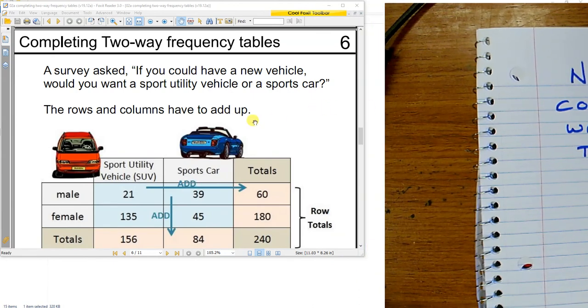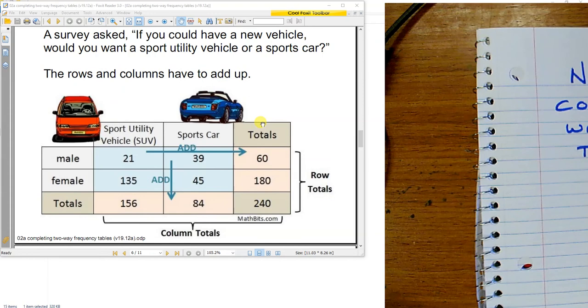So here's some data about people and the types of cars they want. Really, you can kind of ignore all the stuff around it and just look at the numbers. Each column has to add up. 21 plus 135 is 156. 39 plus 45 is 84. 60 plus 180 is 240. Notice that each of the columns add up.